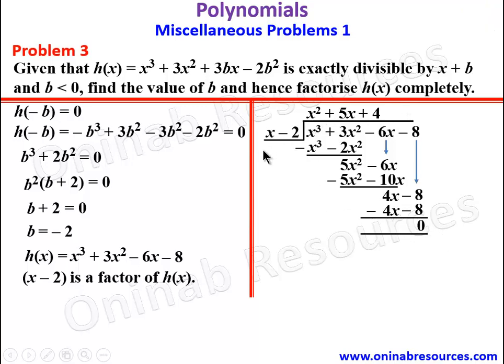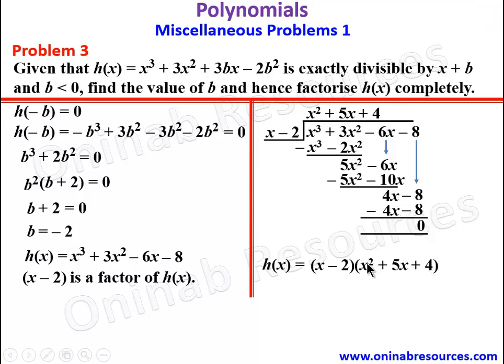So we've gotten the two factors. We can now factorize the second factor to give us the 3 factors, and by then we would have factorized completely. So h of x now will be x minus 2, which is the first factor. Then x squared plus 5x plus 4 is the second factor.